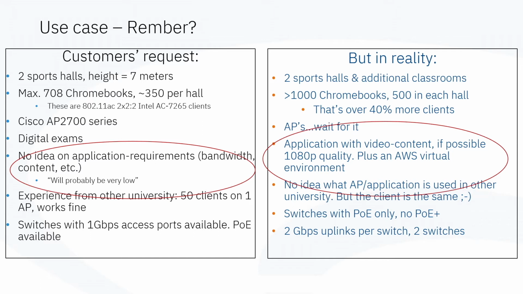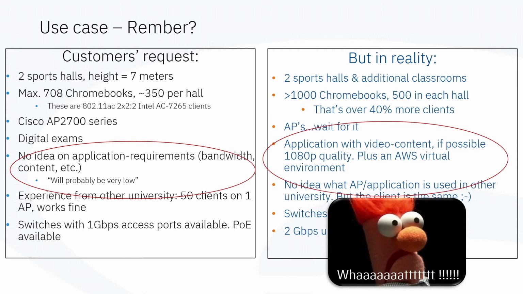They eventually came up with the fact that they had no idea what kind of application or access point was used at the other university that they first contacted. So the only thing they knew was they had really good experience with those Chromebooks, so let's use those. Okay, this was my initial reaction when I saw that, but you have to work with the customer, and we want to go for the best solution. So let's work with that information and see what we came up with.